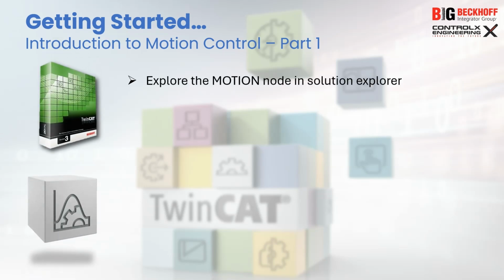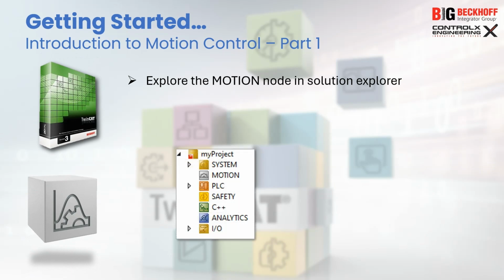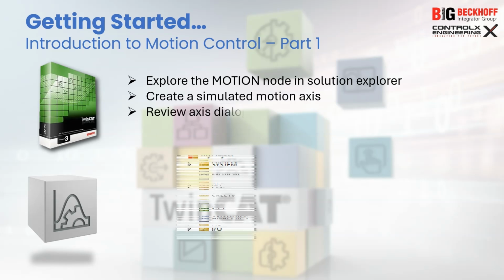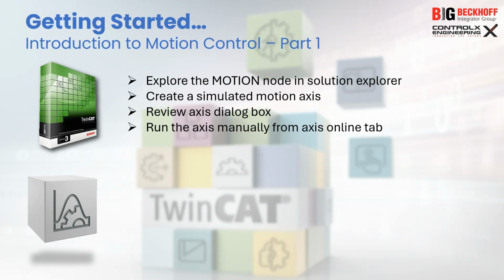For this, we'll continue our exploration of the Solution Explorer that we started in this Getting Started series of TwinCAT tutorials and dive into the Motion node. We'll create a new axis under the Motion node and explore its various settings and configurations. Finally, we'll run the axis in simulation mode manually from the Axis online page. Okay, we got a lot to cover, so let's get started.